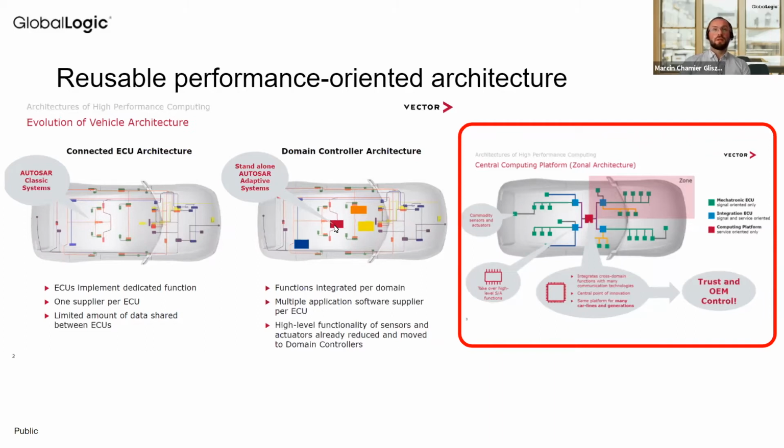So in the future, we go into the zone architecture. This will be the next level. So we have several ECUs with adaptive platforms and classic platforms connected through an Ethernet connection with the central unit, which will be a high-performing processor with memories for calculating algorithms for AI, autonomous driving, or everything which is processor-time consuming.